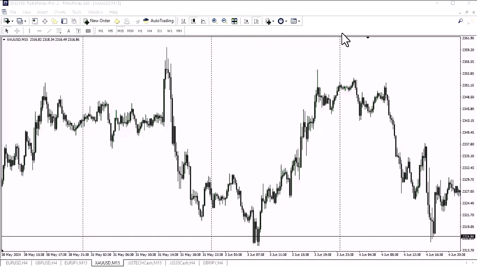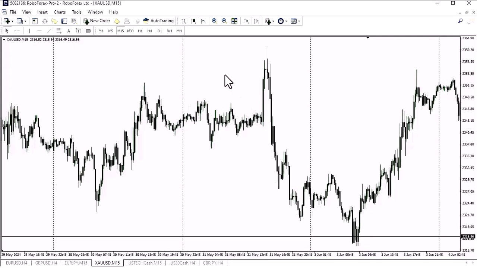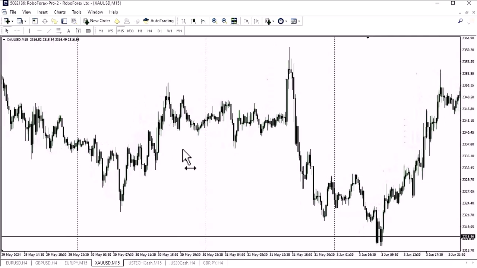Today I want to show you how you can trade gold using the daily cycle. So what is the daily cycle? The daily cycle is basically how the market moves on a daily basis. So what we are going to do here is simple. We're going to be looking at the daily cycle first and how it relates to gold, right?